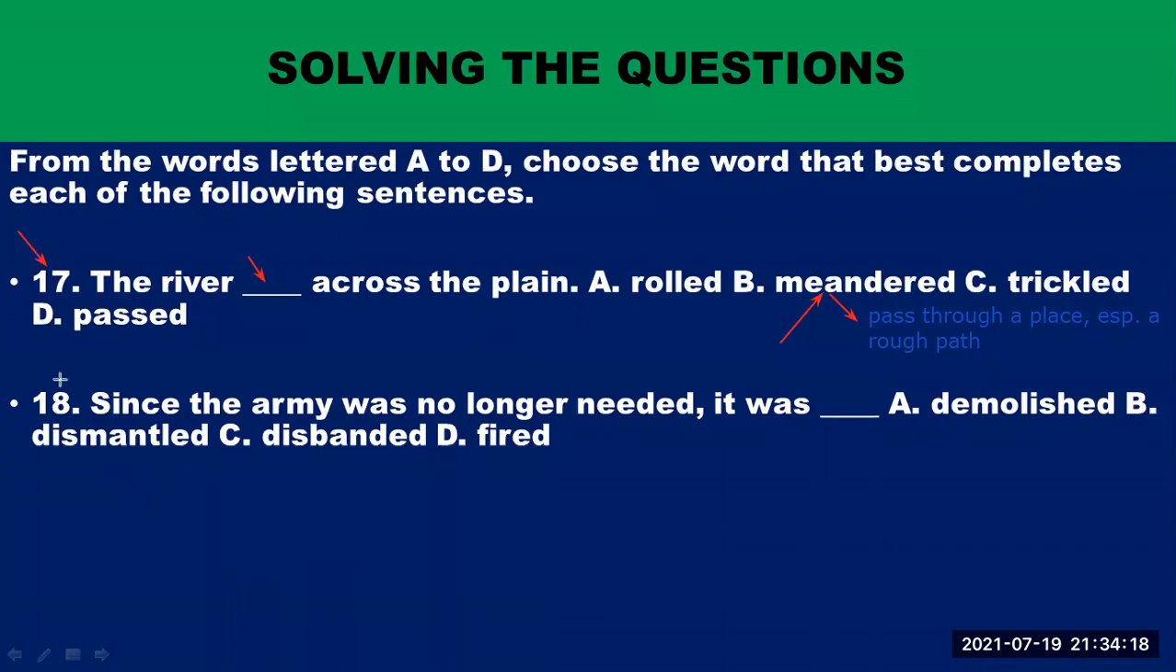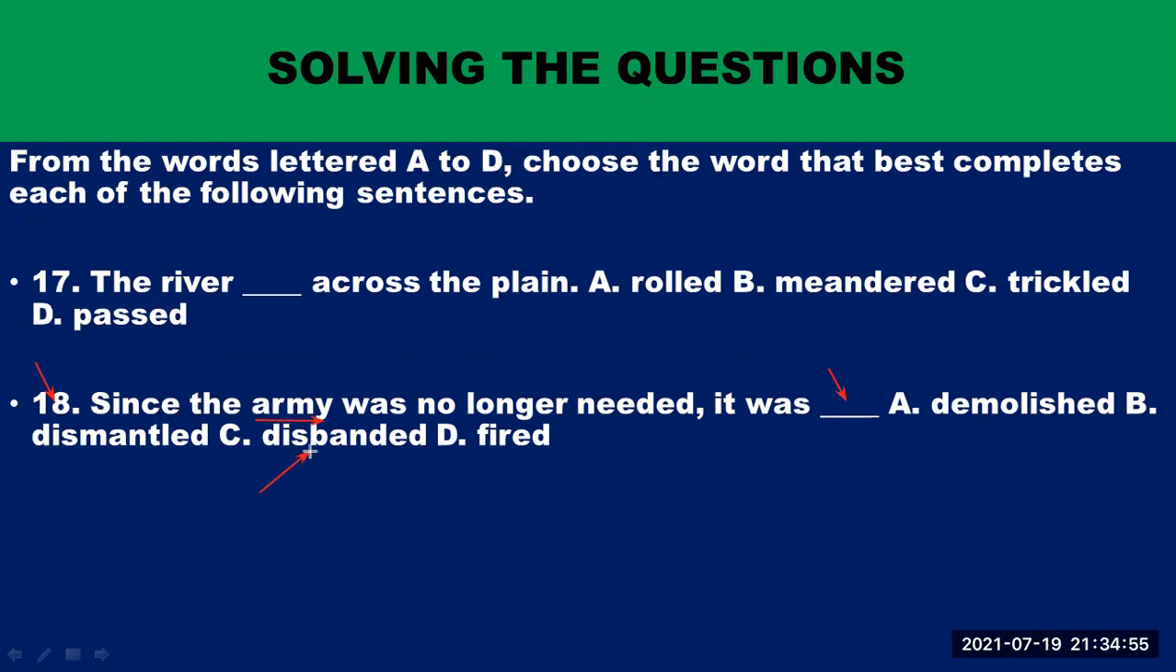Question 18: Since the army was no longer needed, it was dash. A, demolished, B, dismantled, C, disbanded, D, fired. Now, here we are talking of an organized group of people. The army is a highly organized unit, and when you want to disperse the army, because that's what it means if you are sending a group of people to go their different ways and no longer be together, you disperse them. But the appropriate word when talking about the army is to disband.